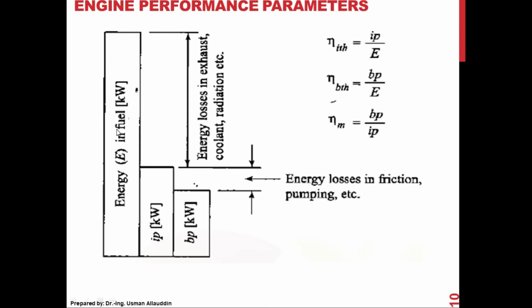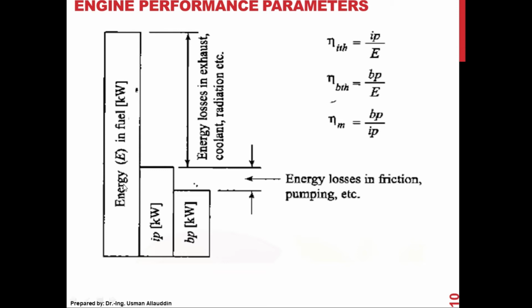So you can see that the brake power box is the smallest in length, and the energy in fuel box is the largest in length. So input is largest and the output is smaller than the input. So where has this energy gone? Some energy has been lost because of the losses. Now what are these losses?